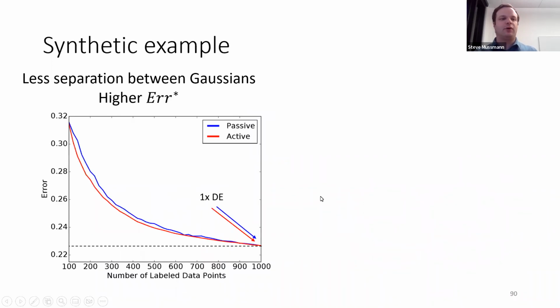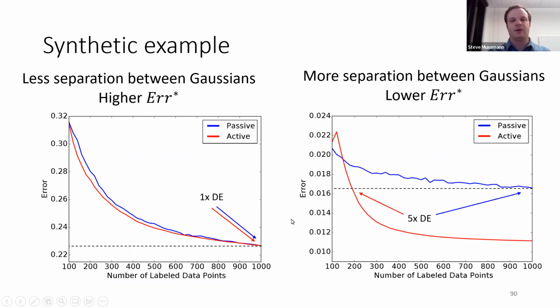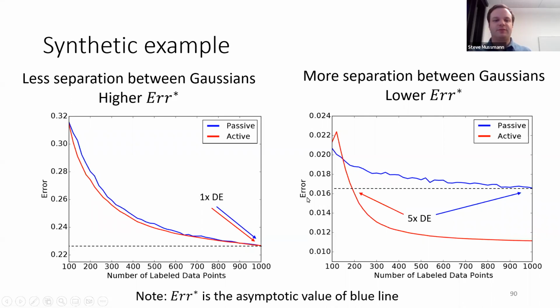So for this synthetic example, when there's less separation between the Gaussians and thus higher error star, there's very little data efficiency gains. Active learning and random sampling do about the same. However, when there's more separation between the Gaussians and lower error star, the gains are rather dramatic. And it looks like if we looked at lower performance levels, the gains would be even more dramatic. One thing you'll notice here is that there's quite a big difference between error star. Error star on the left is like 20%, and error star on the right is like 1%.